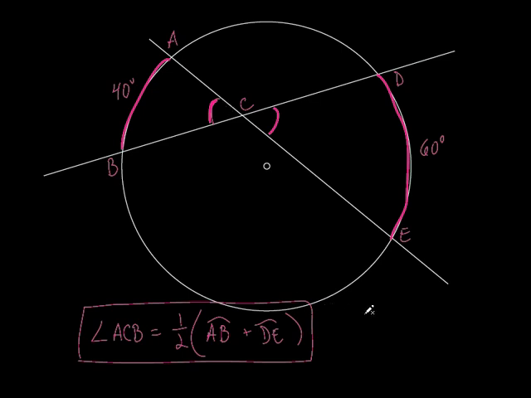So what do you do? You add them up, 40 plus 60, and then what do you do to them after you add them up? Divide it by 2. So that's 100, right? Divided by 2, and that would be 50 degrees. So if this was a 40-degree arc and this was a 60-degree arc, then the angle in between would be 50. It's basically kind of like the average, isn't it, of the two arcs?